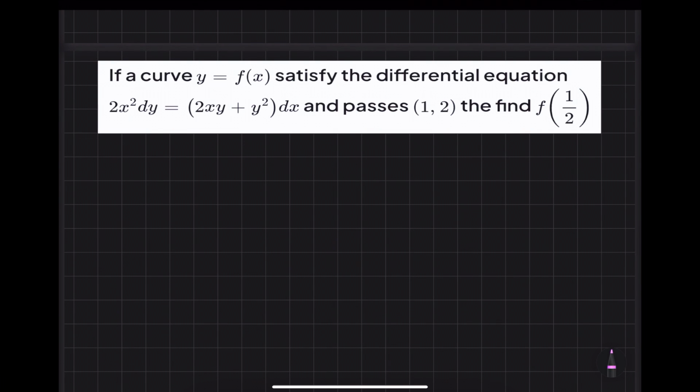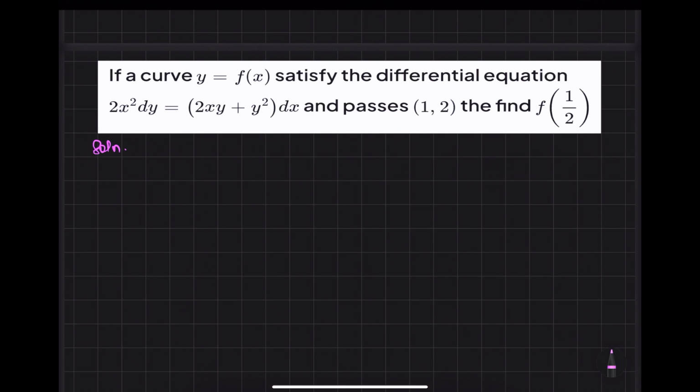So how will you respond to these kinds of questions? The idea is that you have to do nothing, just replace y with vx. That's it, and you will understand each and everything. So you have to replace y with vx. Now look at this, how I will approach this question.